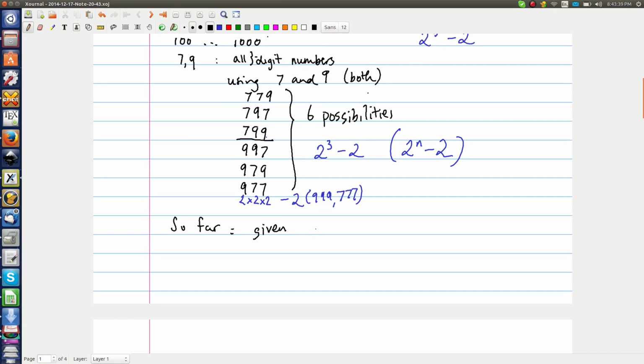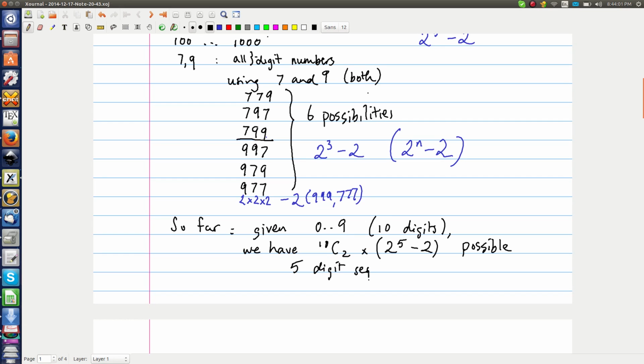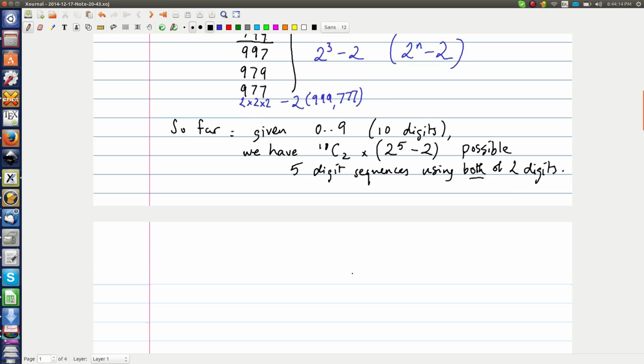Given 10 digits, we have 10 choose 2 times 2 to the 5 minus 2 possible 5-digit sequences using both, to be explicit, of 2 digits. And we can write down exactly what that is, but it's not the final answer.